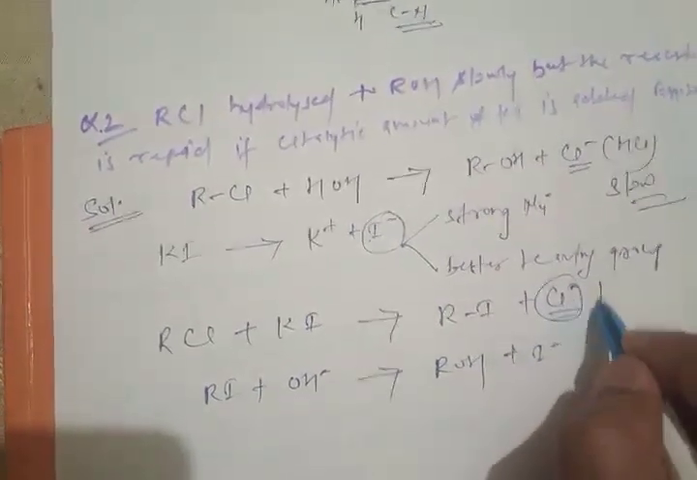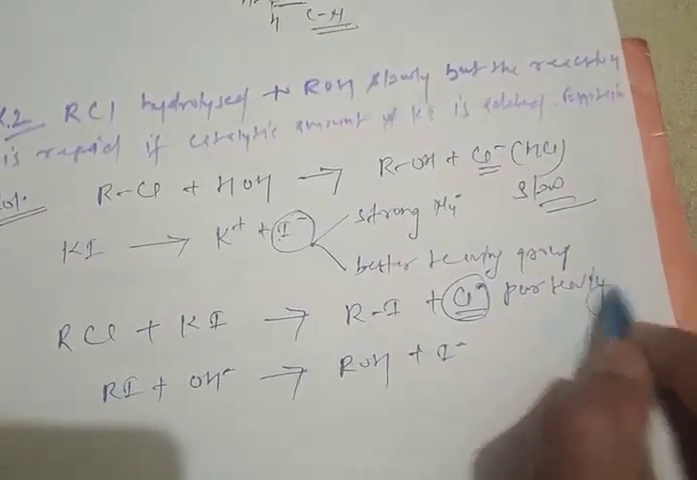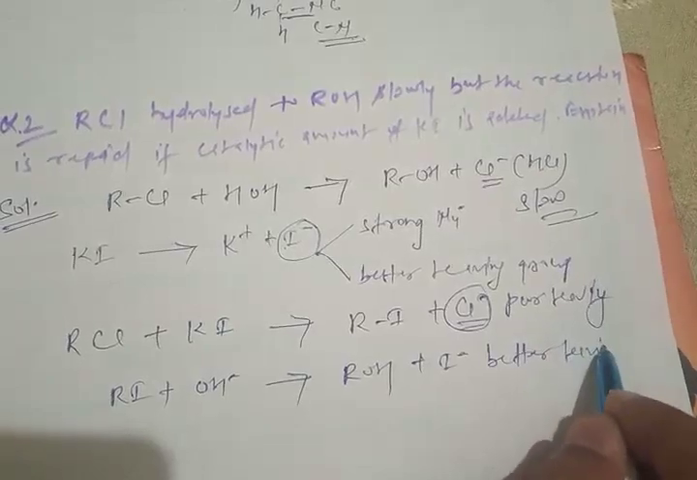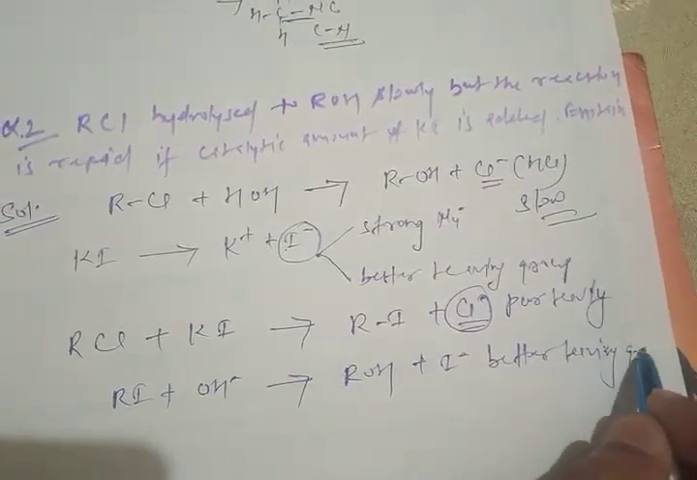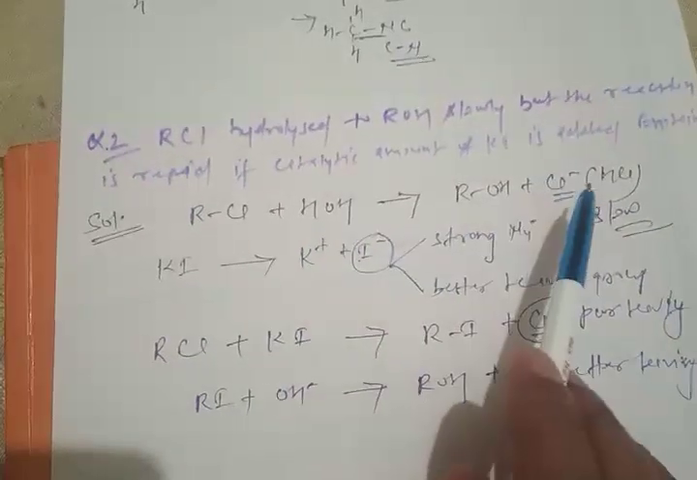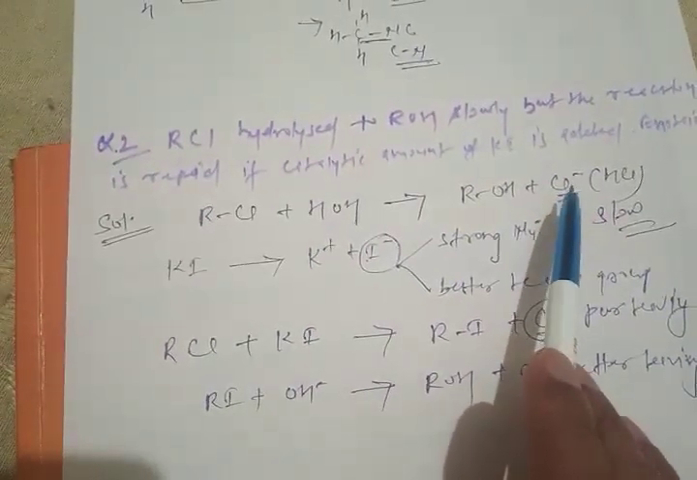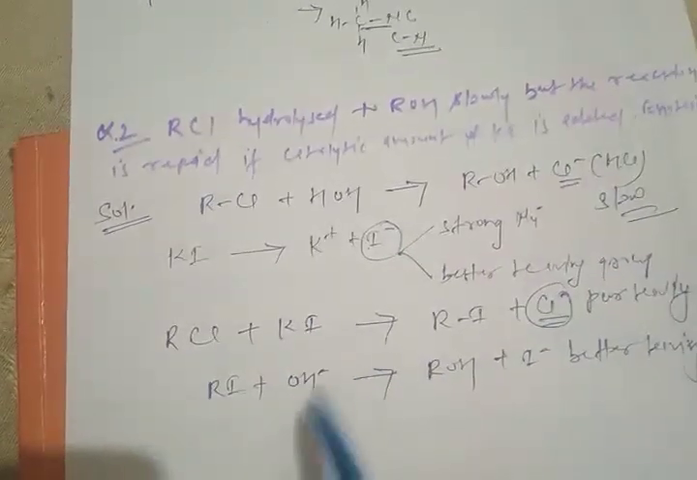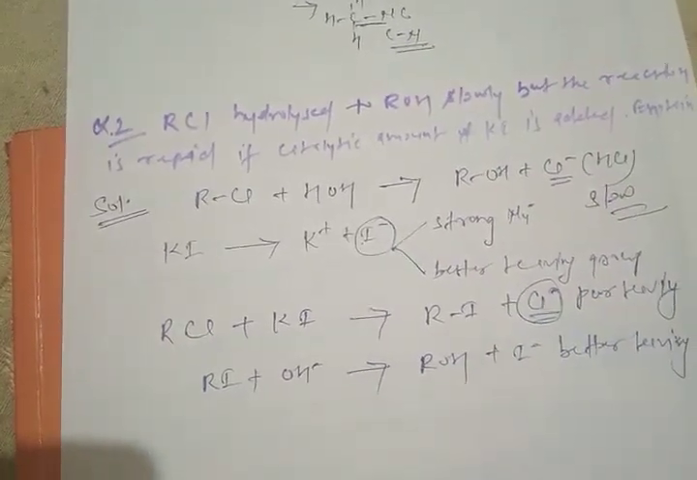This is a poor leaving group, and this is the better leaving group. As this is the better leaving group, it will be released faster. So here is the difference. Here the chloride is releasing, which is a poor leaving group, and the reaction is the same. Here the hydrolysis occurs, but with the addition of KI, this hydrolysis becomes faster.